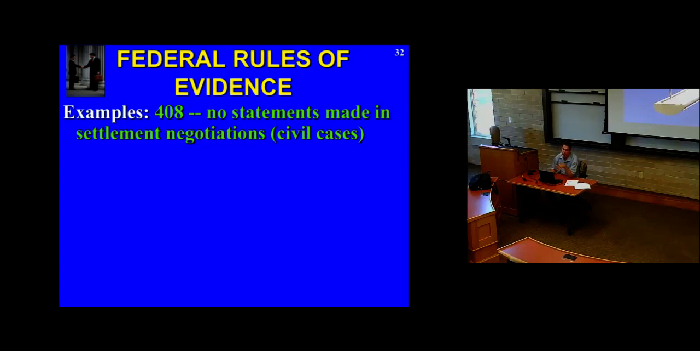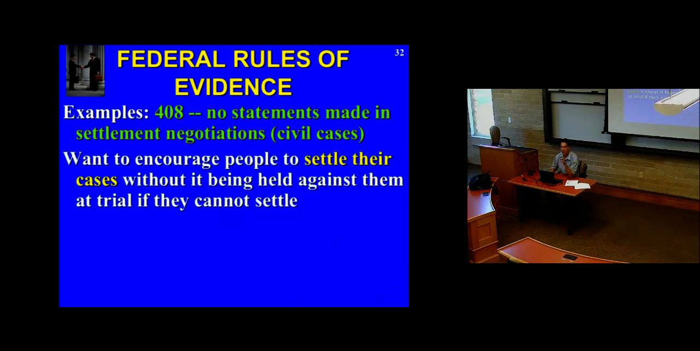Again, this is in a civil case. Now, Rule 410, which we'll see in a minute, is in criminal cases with plea bargaining. But Rule 408 is for civil cases where you're talking about settlement negotiations. And the policy behind it is that we want to encourage people to settle their cases without it being held against them at trial if they decide not to settle the case. The idea is that people will not be forthcoming with their settlement agreements. They won't be forthcoming and be open for a full and frank discussion during settlement negotiations if they're thinking whatever they say can be held against them.